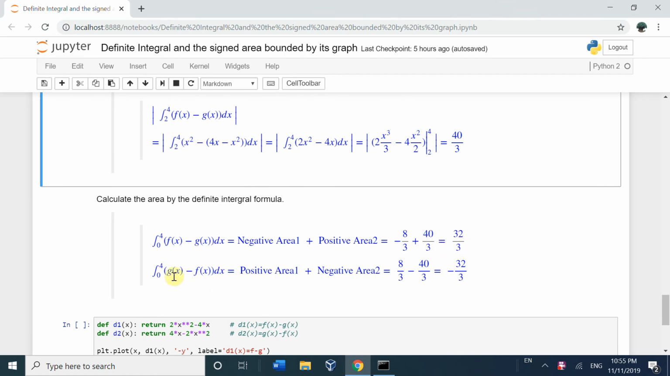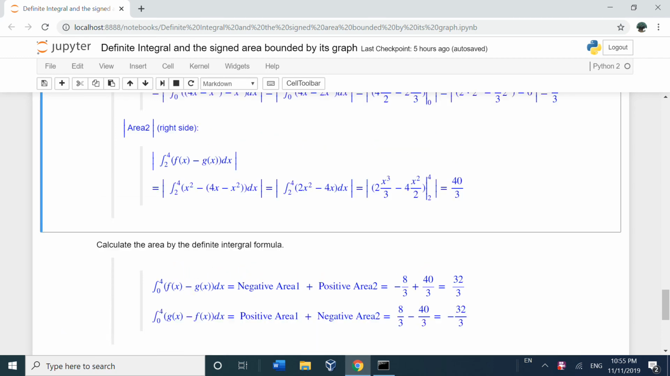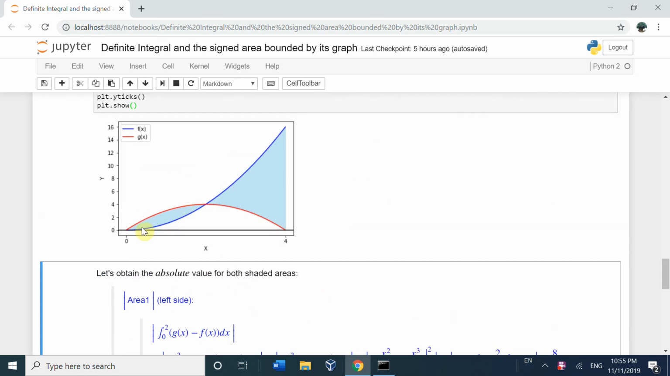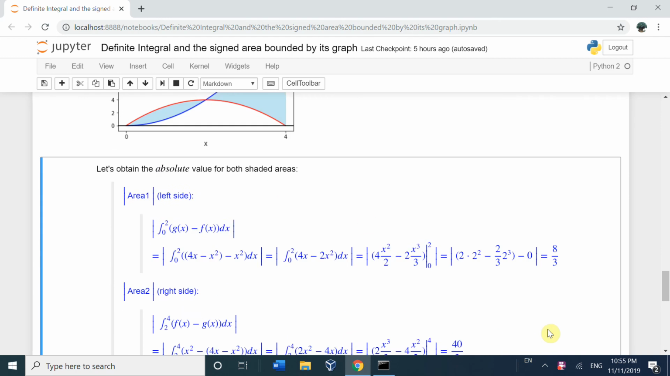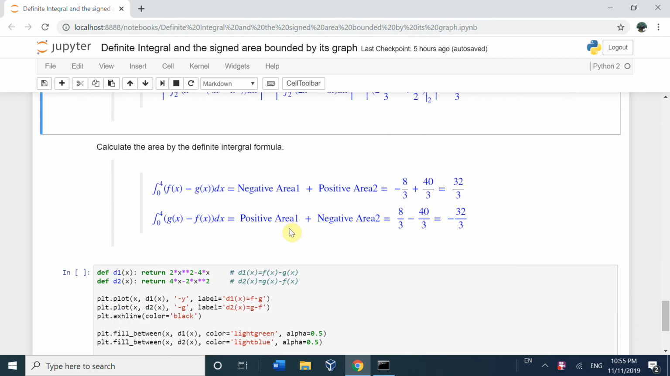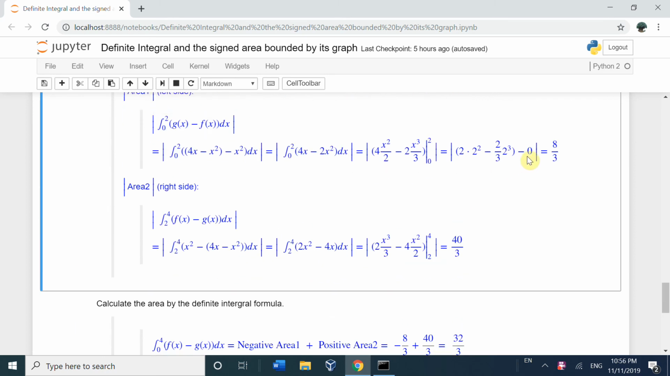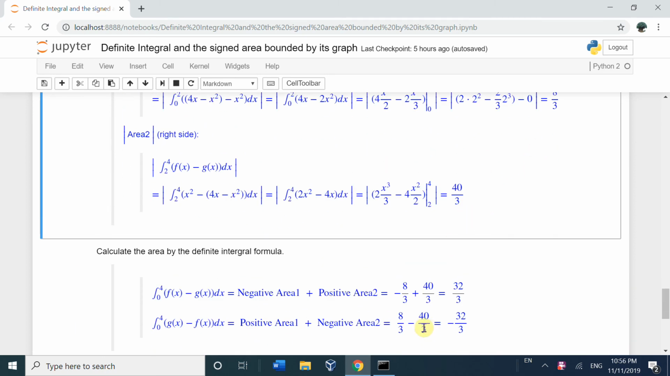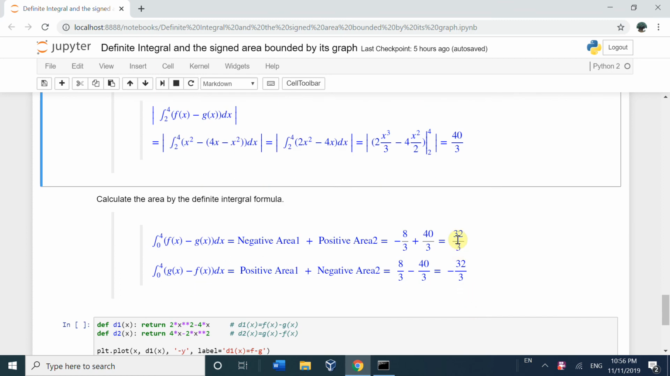And backward, g minus f. For the first interval, g minus f, g is above f. So this area we should choose positive, and for g minus f, the second area, we need to choose negative. So positive area 1 on the left side, and the right side negative. So 8/3 minus 40/3 is just the opposite. This is positive 32/3. This is negative 32/3.